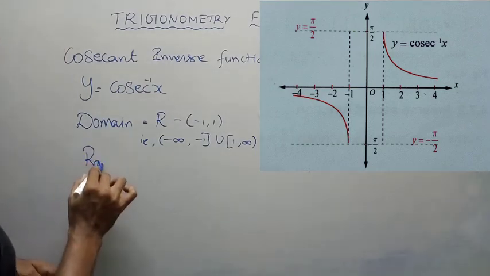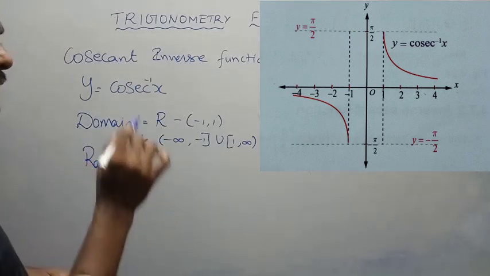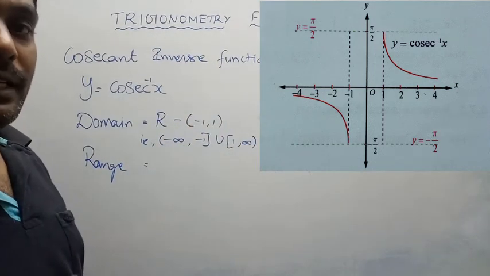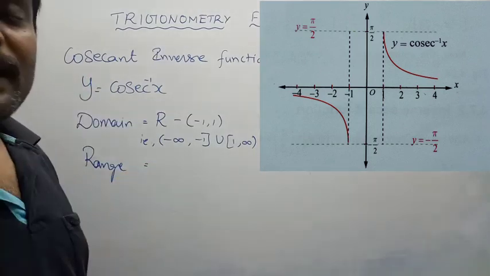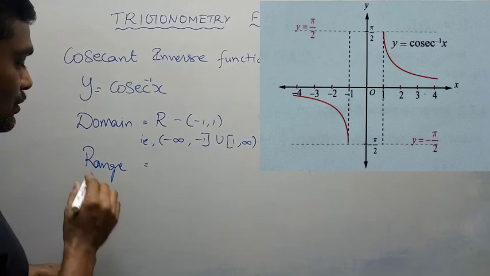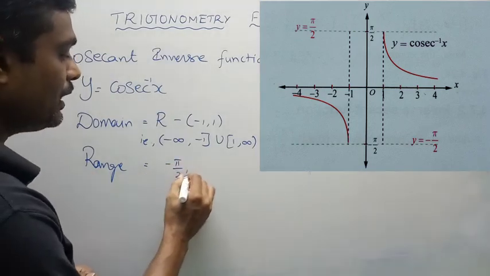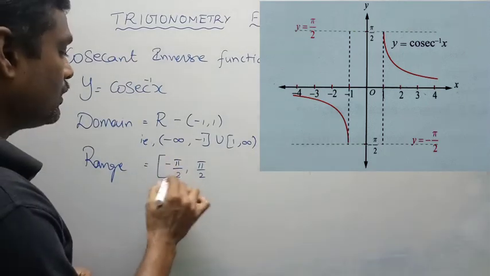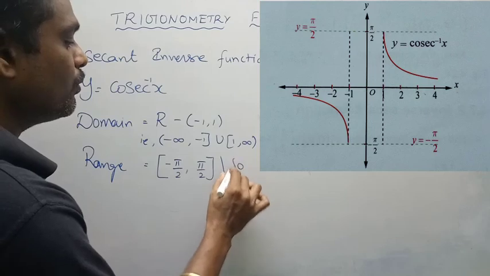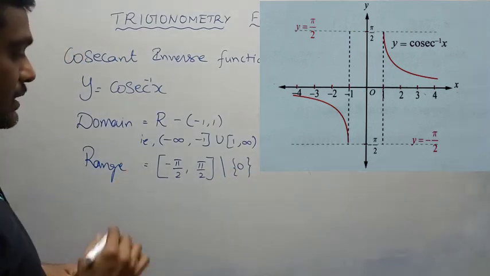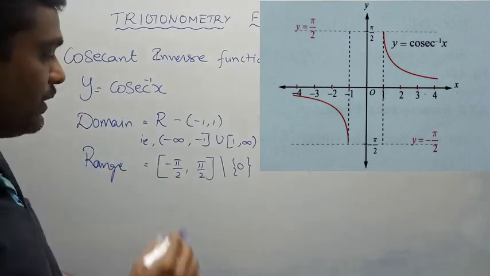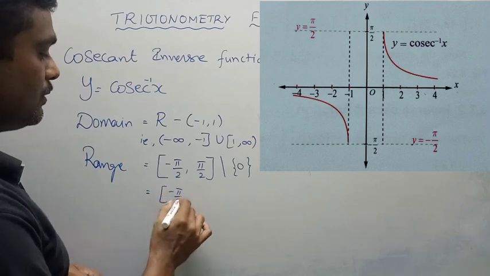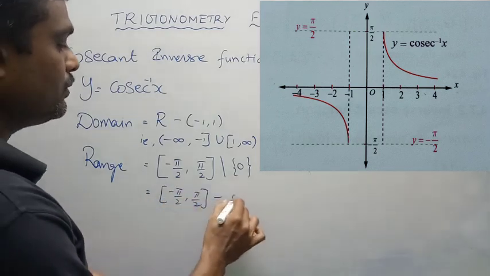Range. The range is -90 to +90. It reaches a maximum value of 90 degrees and a minimum value of -90 degrees. But in between, 0 gives infinity, so it does not belong to 0. The range is -90 comma +90, a closed interval, removing 0. So the range lies between -90 and +90, excluding 0.